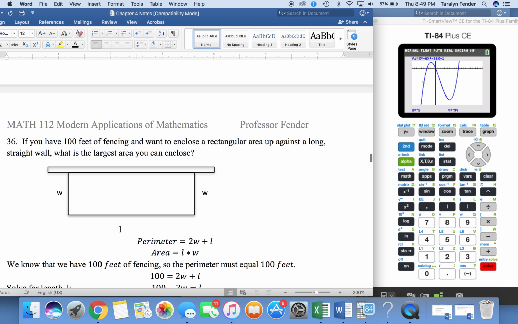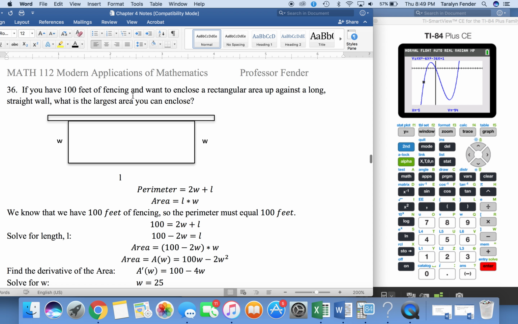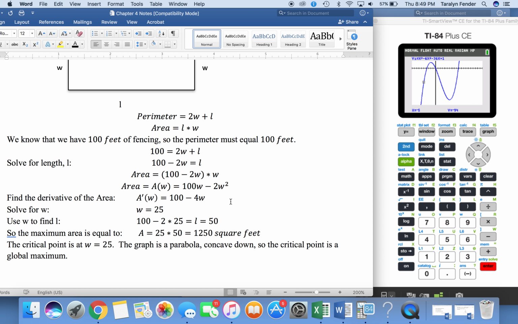Number 36: if you have 100 feet of fencing and want to enclose a rectangular area up against a long straight wall, what is the largest area you can enclose? So here's my wall, and here is my width, here is my length. The perimeter of this will be 2w plus L. The area is length times width of any rectangle. We know that we have 100 feet of fencing, so the perimeter must equal 100 feet. So we're going to say 100 is equal to 2w plus L.